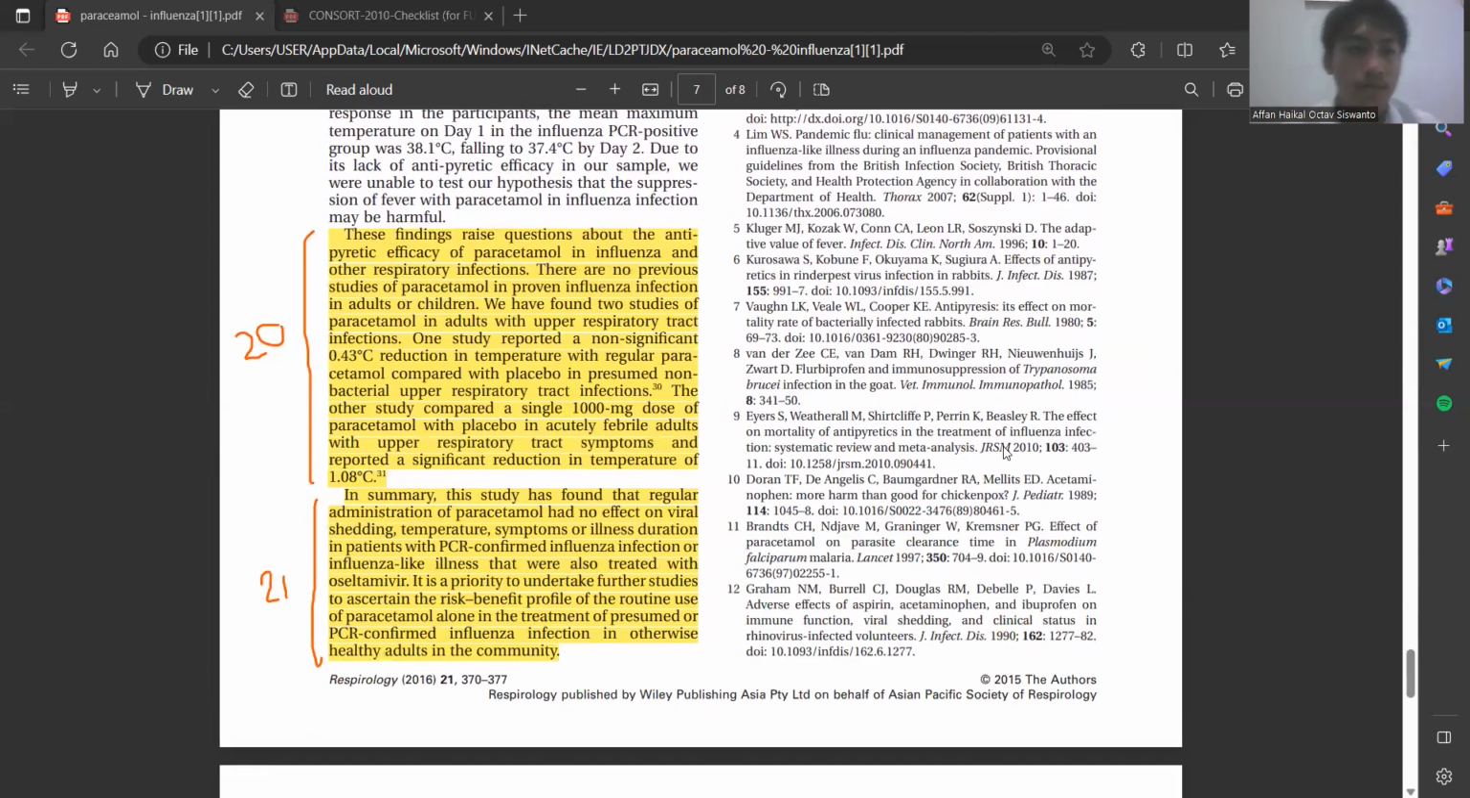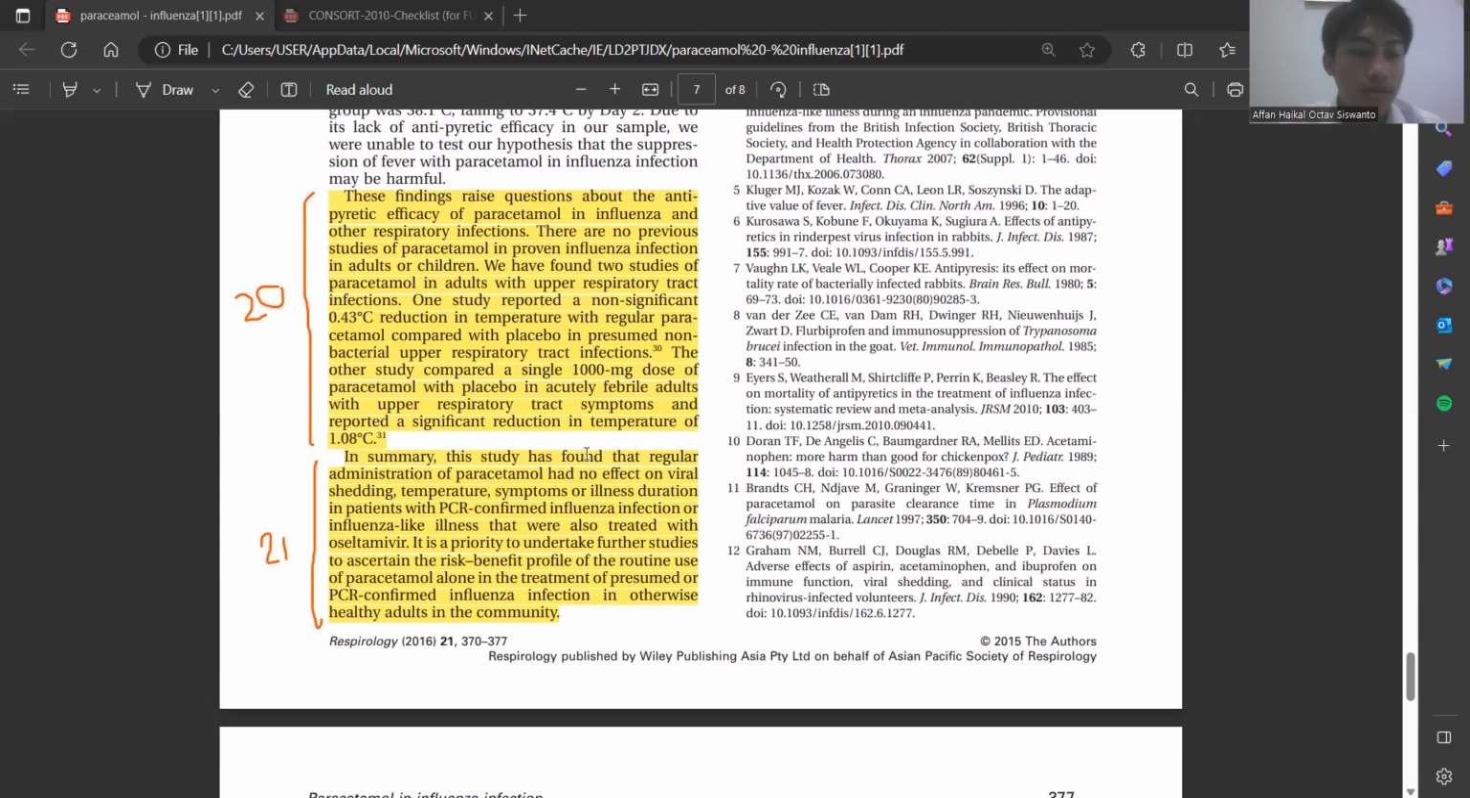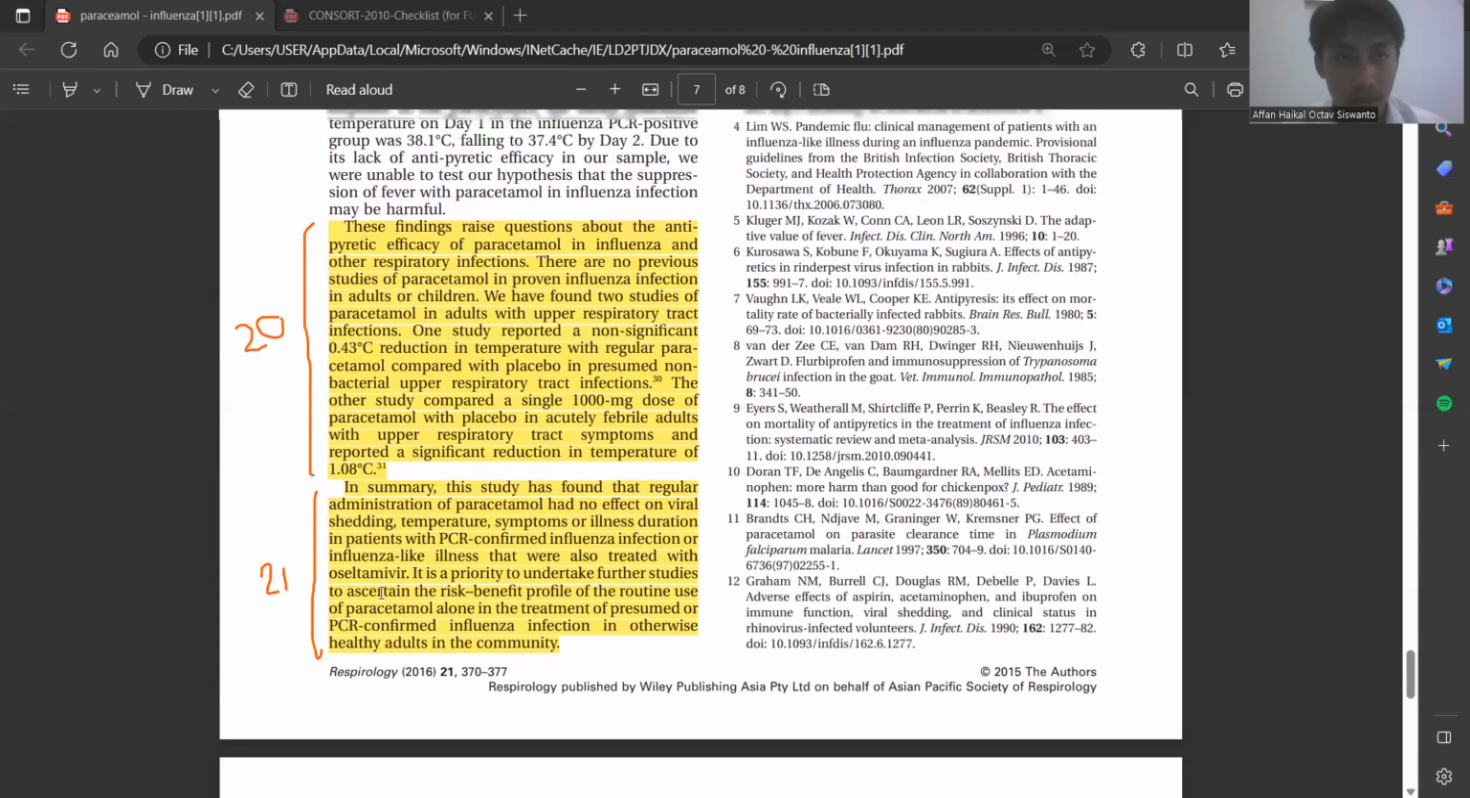Okay, the next item is item 20. So item 20 is about the limitations: trial limitations, addressing sources of potential bias, imprecision, and if relevant, multiplicity of analysis. So it's mentioned here, these findings raise questions about the antipyretic efficacy of paracetamol in influenza and other respiratory infections. There are no previous studies of paracetamol in proven influenza infection in adults or children.